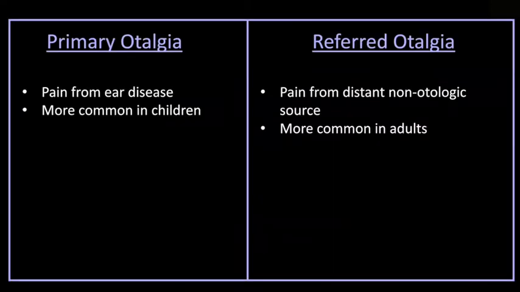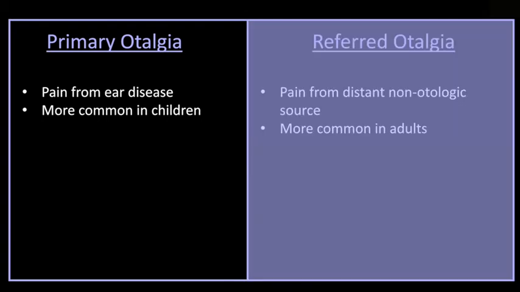Otalgia is ear pain, and causes of otalgia can be divided into primary otalgia, which is pain caused by ear disease, and secondary or referred otalgia, which is pain from a distant non-otologic source, or pain from structures distant from the ear. Primary otalgia is more commonly seen in children, whereas referred otalgia is more commonly seen in adults. So starting with primary otalgia.